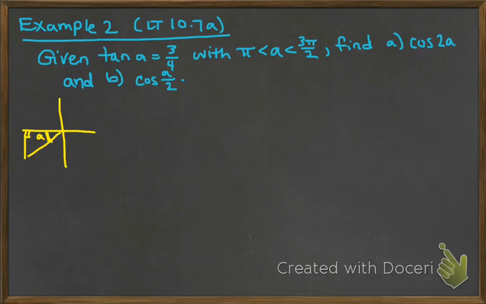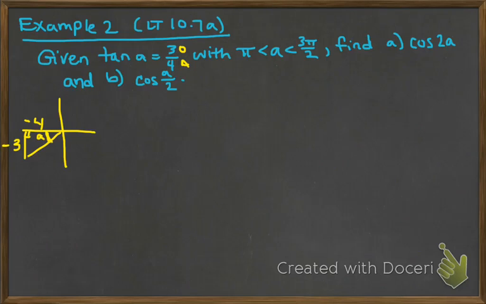Then it tells me that the tangent is 3/4. I know from my trig values, or from SOHCAHTOA, that tangent is opposite over adjacent. So that means this side is 3, this side is 4. Now, keep in mind the quadrant it's in. In order for my angle to be down there in the third quadrant, the point on the ray of the angle would have to have a negative x value and a negative y value. So that means both the 3 and the 4 have to be negative.